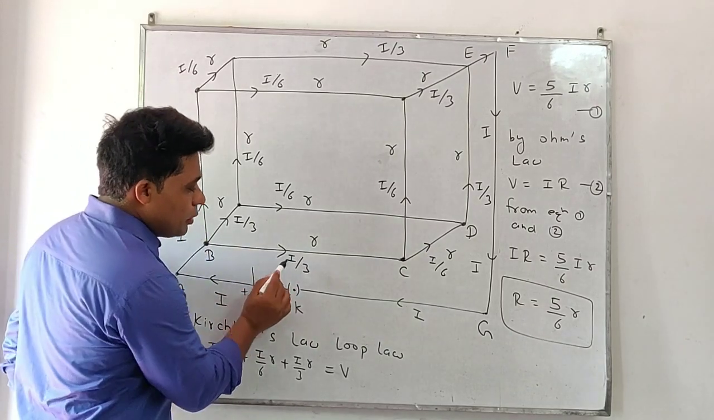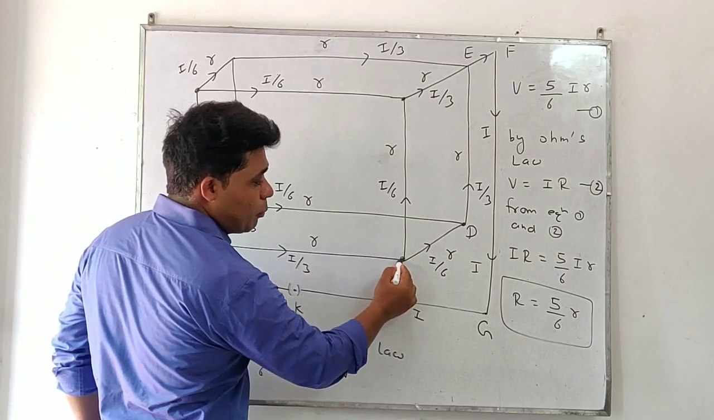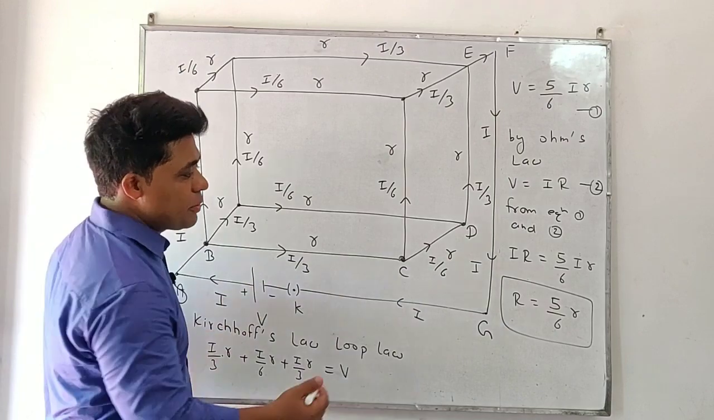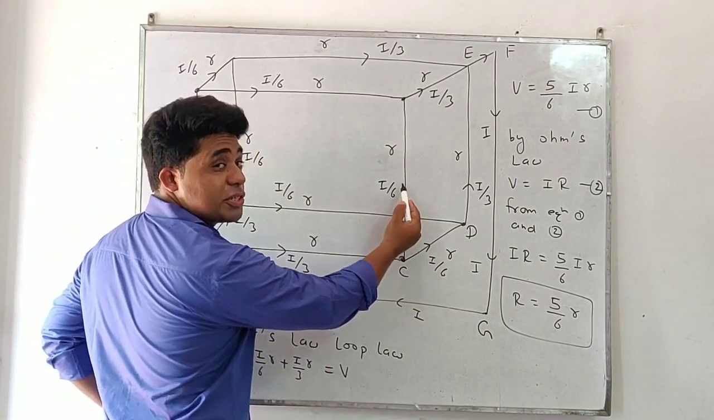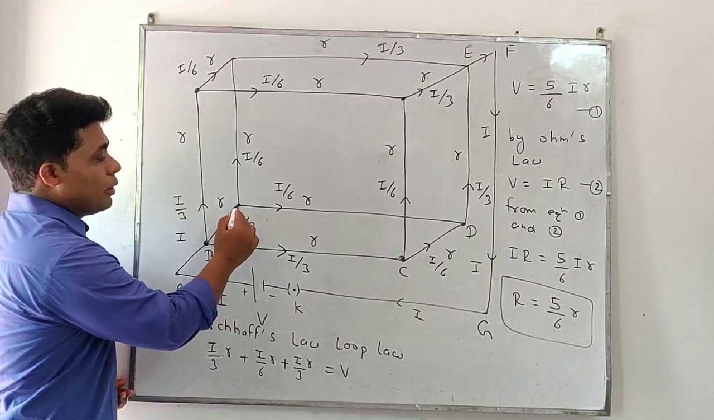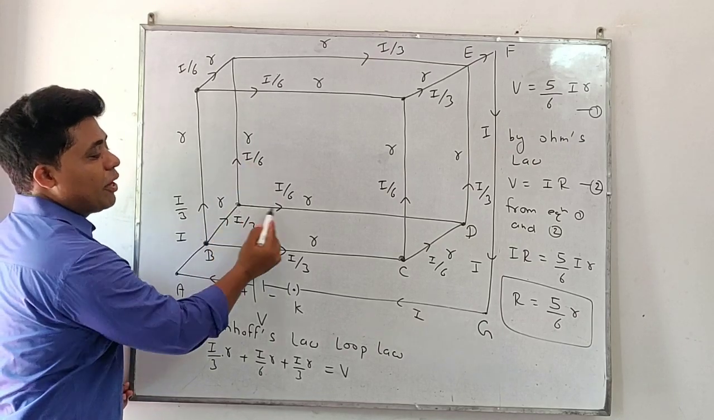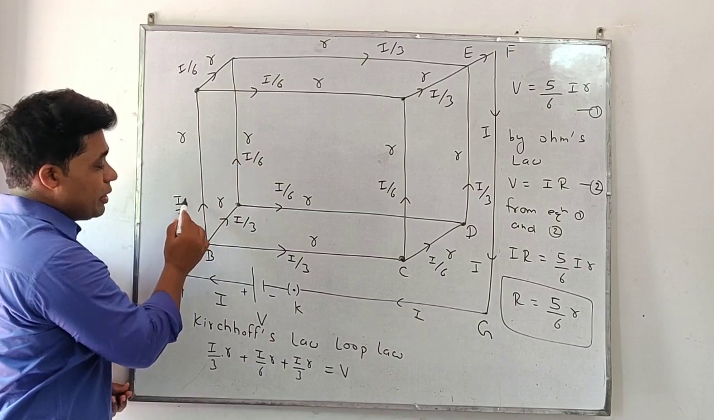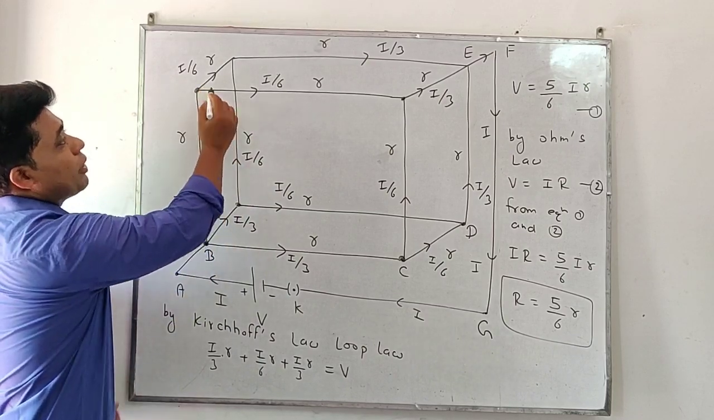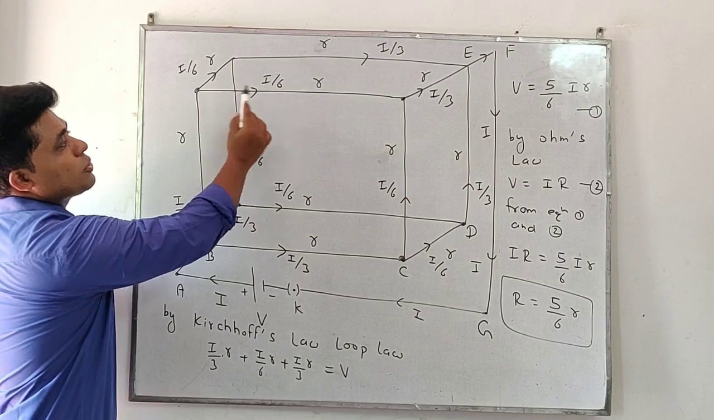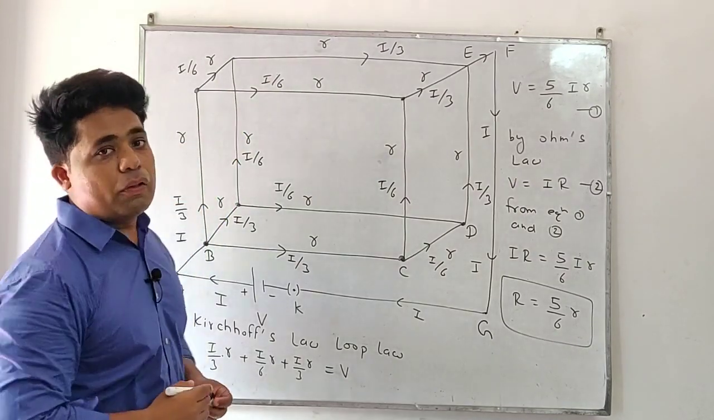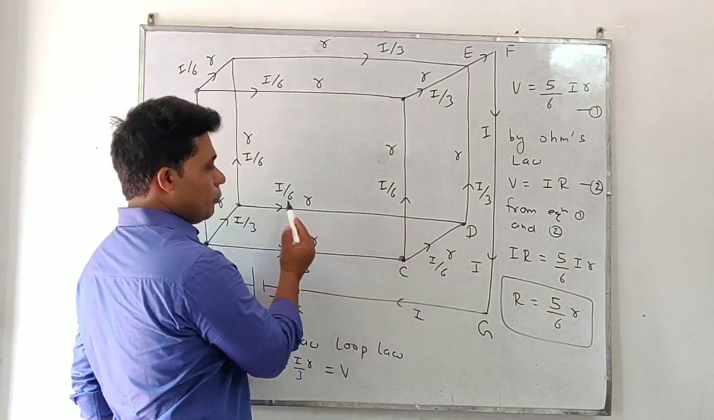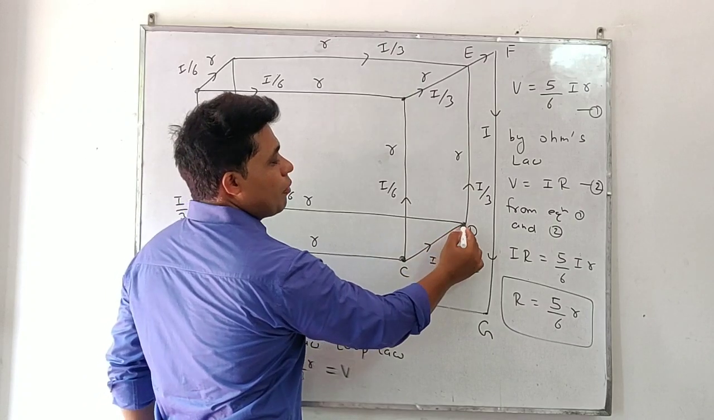This I upon 3, when it comes to point C, further divides in two parts, so half of I by 3 is I by 6, I by 6. Similarly, this I by 3 further divides in two parts, I upon 6, I upon 6. Similarly, this I upon 3, when it comes at this point, divides into I upon 6 and I upon 6.